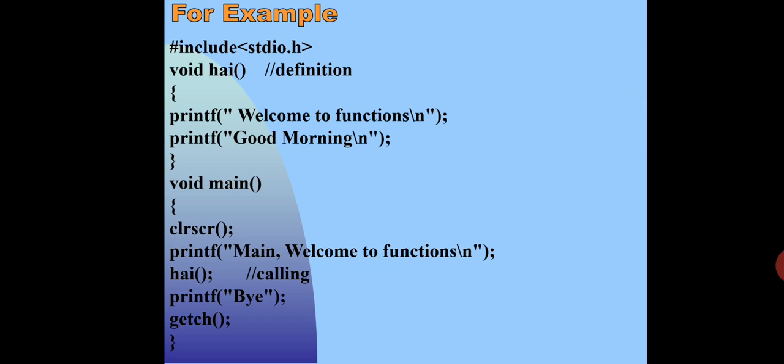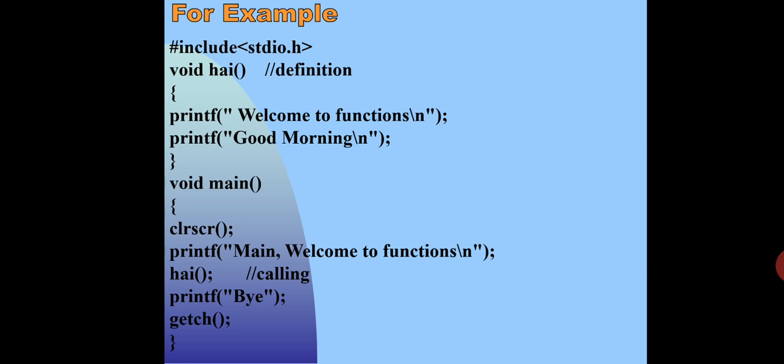So, we can see an example. Here, we can see that there is a hi function. What is the function name? Hi. Name of the function is hi. I have written here void hi. That means the hi function is not returning any value. Its return type is void. That is, it will not return any value.